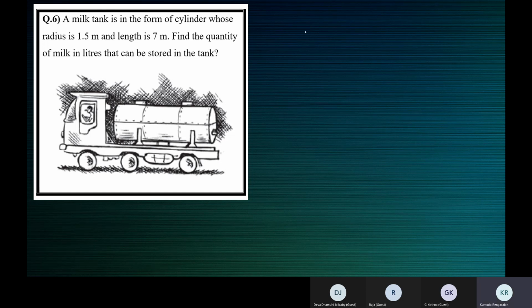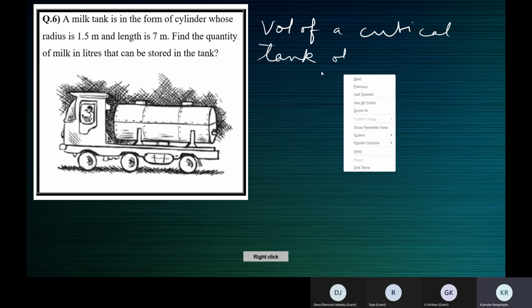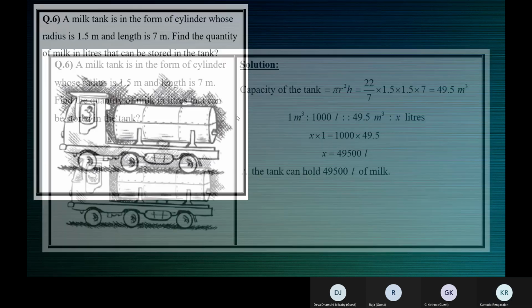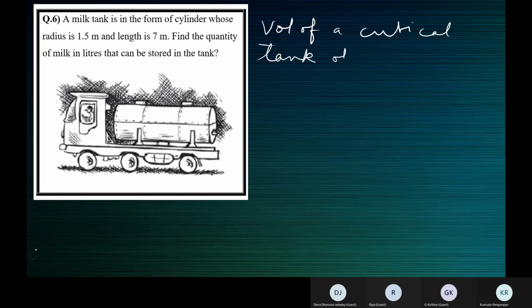So volume of a cubical tank of edge 1 meter is 1 meter cubed. Volume of a cubical tank or capacity of a cubical tank whose edge is 1 meter is 1 meter cubed. Yes or no? Yes, ma'am.